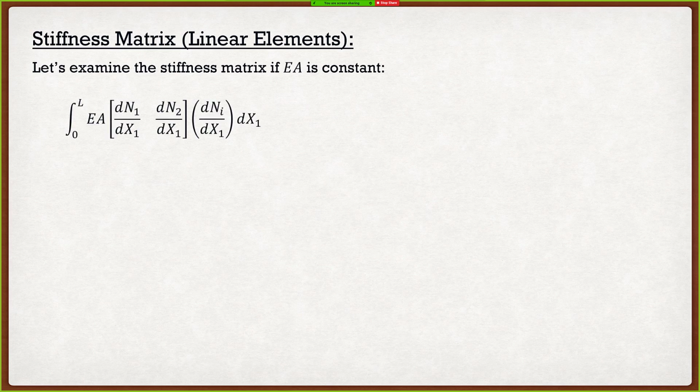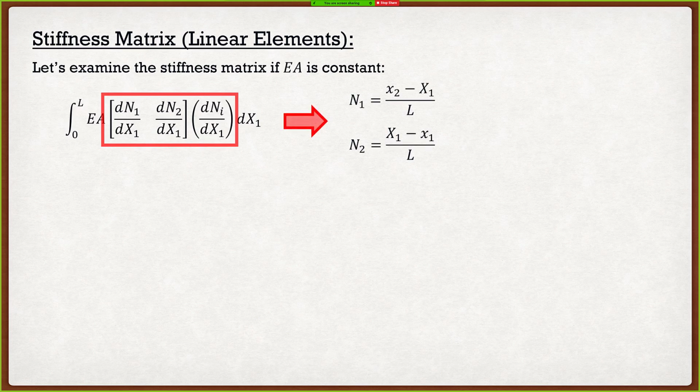So I'm going to take that formula I just had, and say, well, the only real thing I need to figure out in this formula are those partial derivatives. Well, I know what n1 and n2 are. n1 is simply small x2 minus x1 divided by L. And n2 is x1 minus small x1 divided by L. Therefore, I can take the partial derivatives of these. The first one is just going to be negative 1 over L, because that small x2 is a constant, L is a constant, and we just have x1 there. The same thing for the bottom. We only have one x1. Therefore, the derivative of n2 with respect to x1 is simply 1 over L.